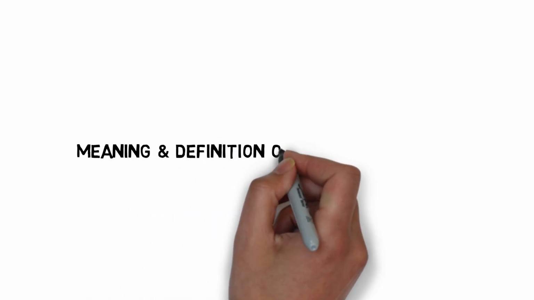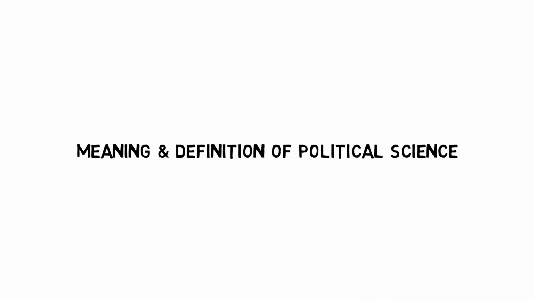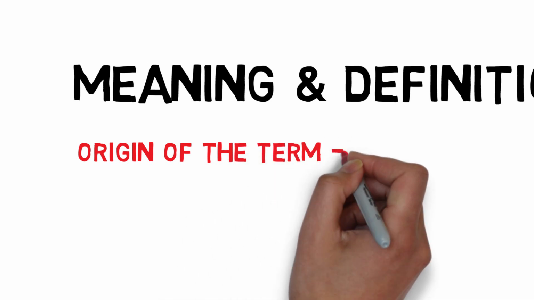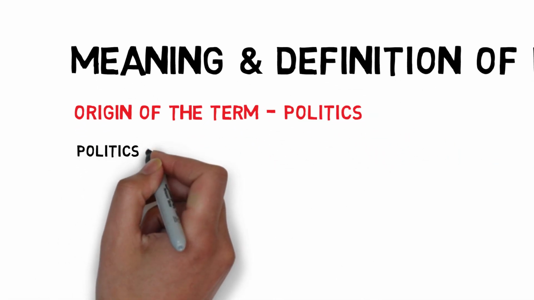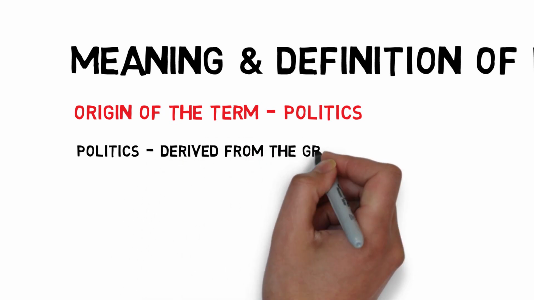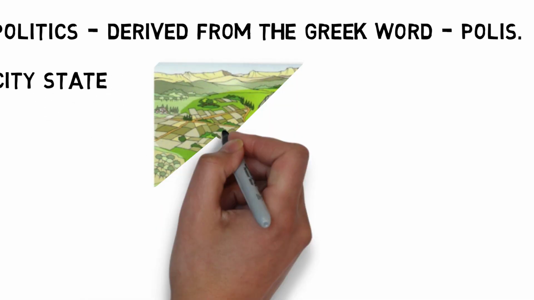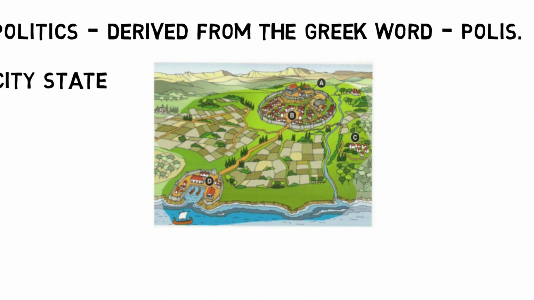In this tutorial, we shall talk about the meaning and definitions of political science. Well, let us first understand the origin of the term politics. Politics is derived from the Greek word polis, which means city-state. In this picture, you can get an idea of what a city-state used to be in ancient times.